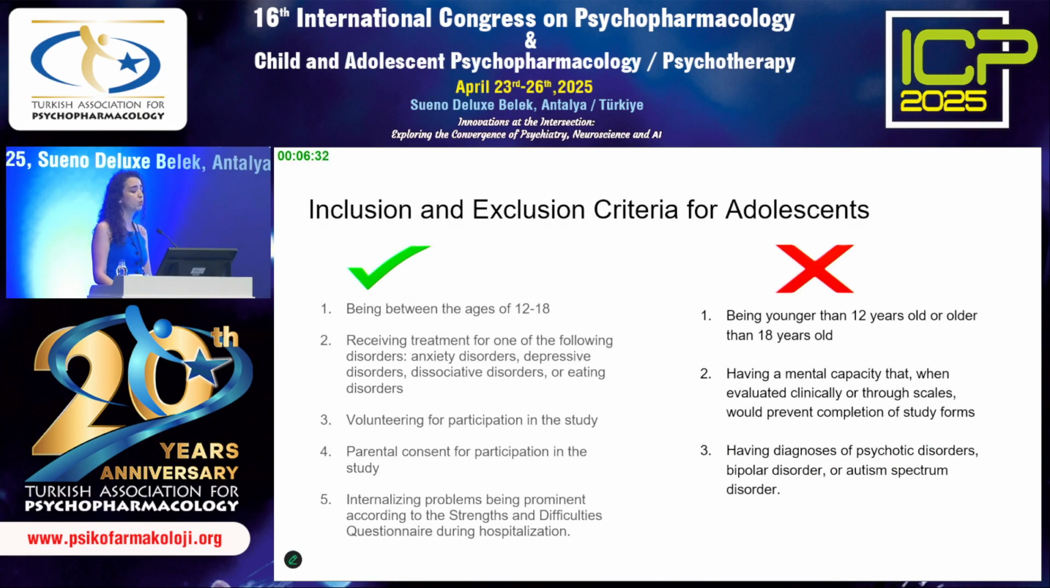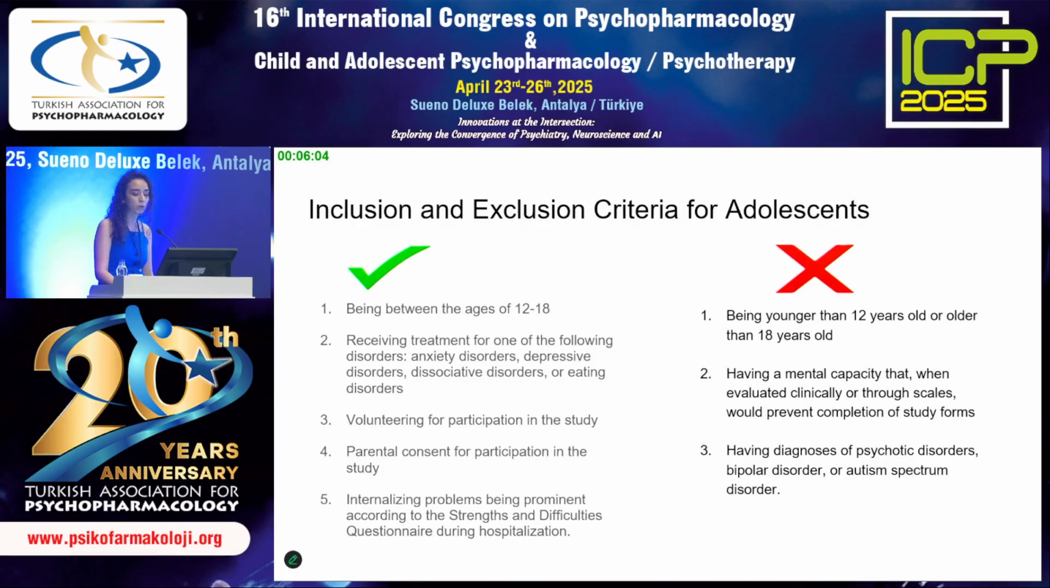Inclusion criteria for adolescents were being between the ages of 12-18 and having anxiety disorders, depressive disorders, dissociative disorders, or eating disorders. These patients were included in the study. We received voluntary participation from the adolescents themselves and from their parents, so parental consent as well. Internalizing problems also had to be prominent according to the Strengths and Difficulties Questionnaire during hospitalization.